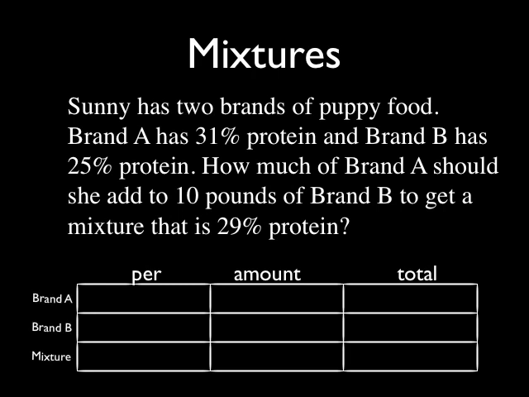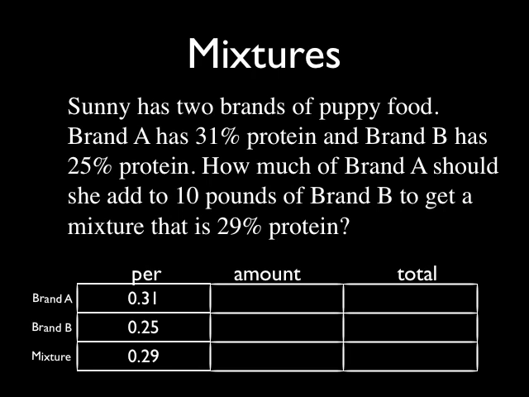So for brand A, brand B, and the mixture, brand A has 31%. How does that change when I put it in the chart? 31% becomes 0.31, 25% becomes 0.25, and my mixture becomes 0.29. Now it says how much of brand A. That means I don't know how much of brand A, so I'm going to use a variable for A. I could use the letter A, or I can use X, it doesn't matter.